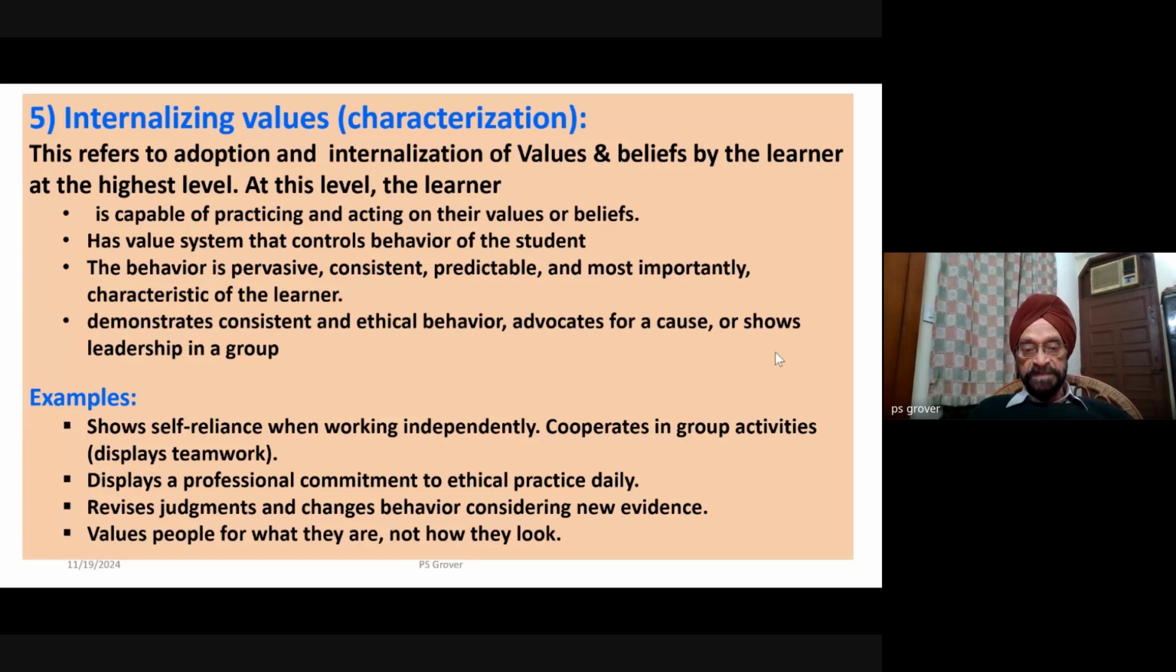अगर नई एविडेंस आई है, ये नहीं जो मैंने कहा वही होगा, चेंज करता है. Values people for what they are, not how they are. Kindly see, it's a beautiful description of human values. What human values are, at what level they are, how they affect a human being.